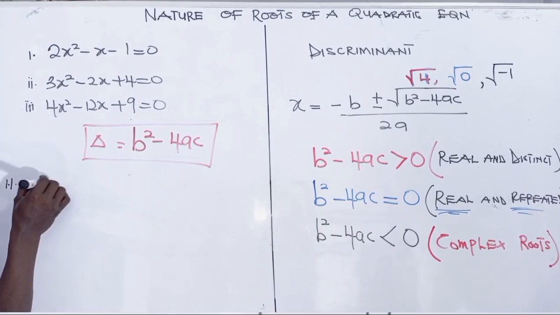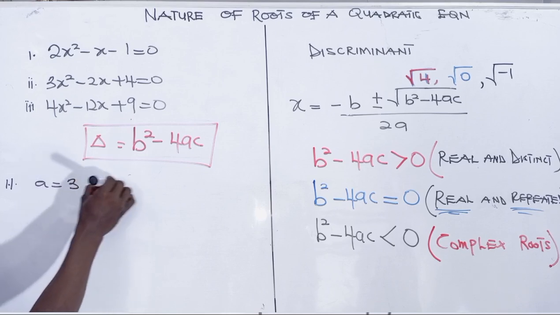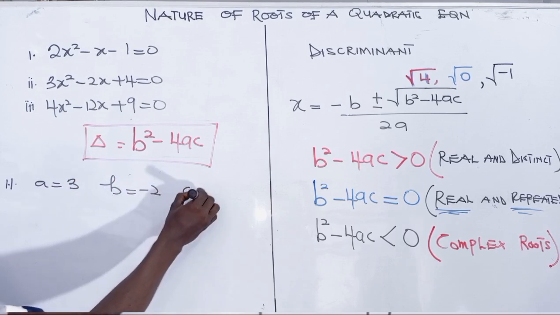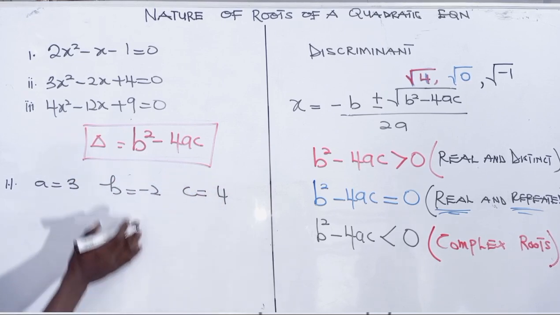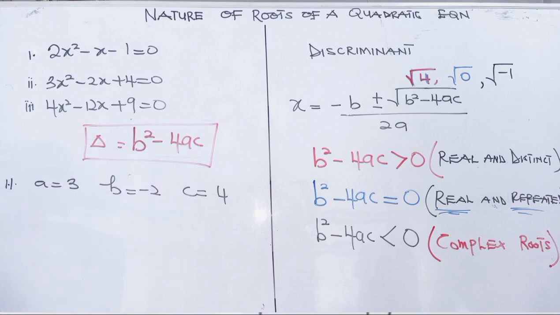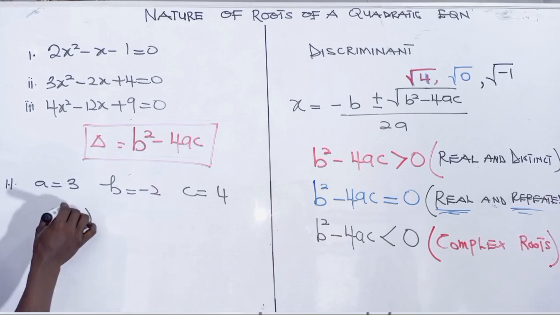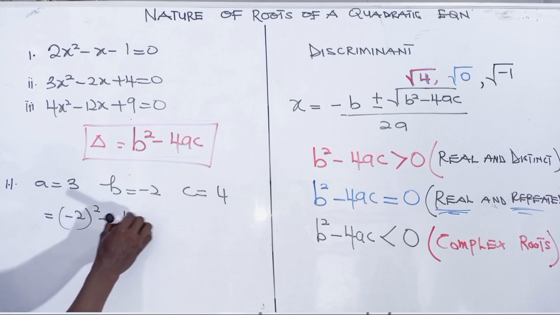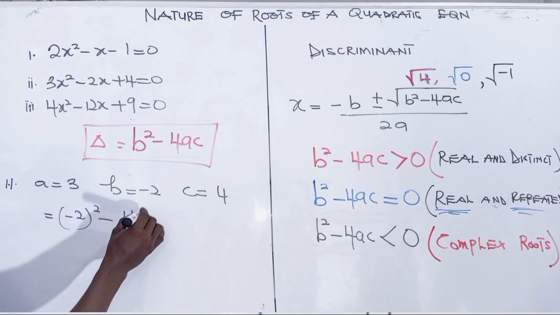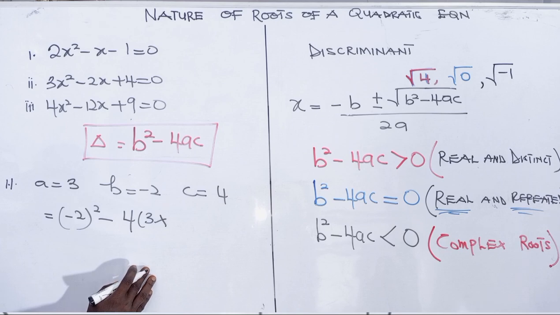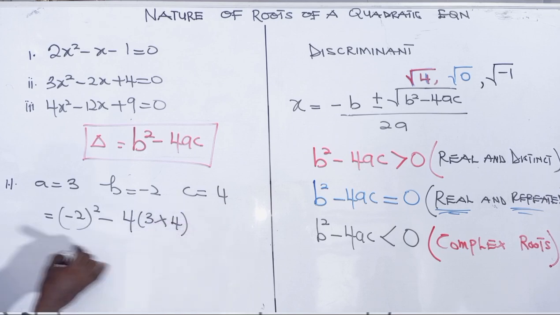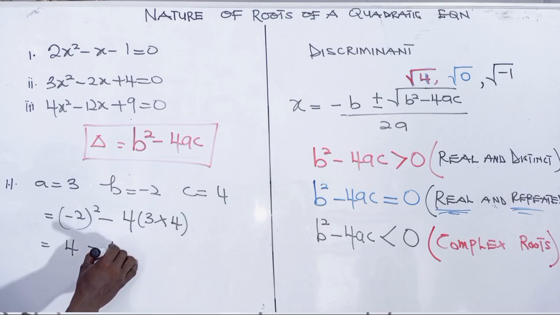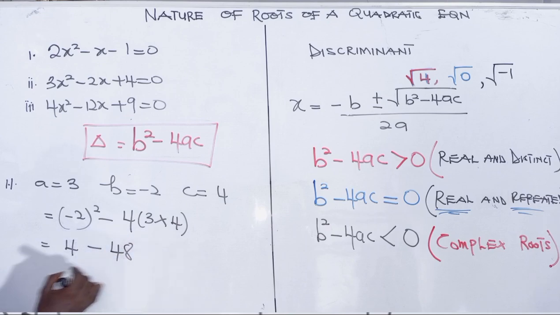We have our a is equal to 3, our b is equal to -2, and then our c is equal to 4. So we are just going to substitute this into the discriminant. So we have -2 all squared minus 4. Our a is what? 3. Our c is what? 4. This is going to give us 4. This is going to give us what? 48. So we are going to have what?